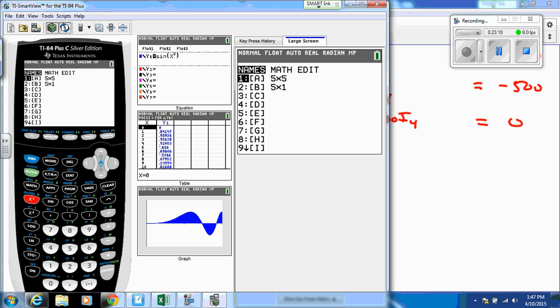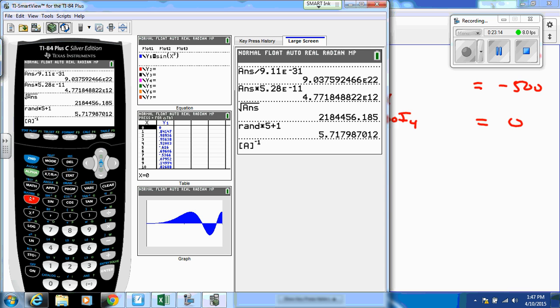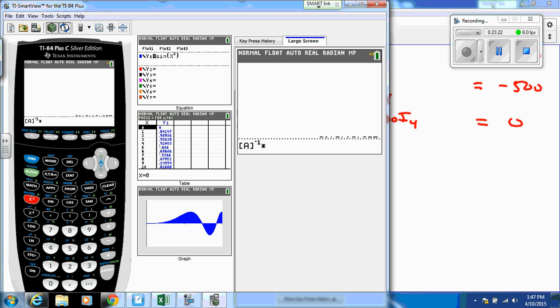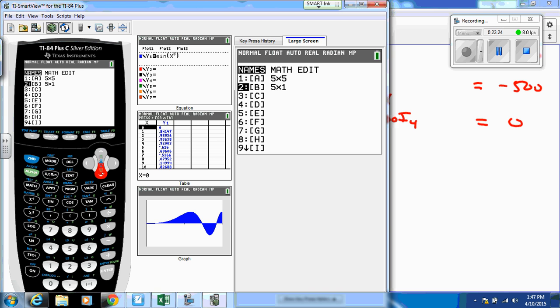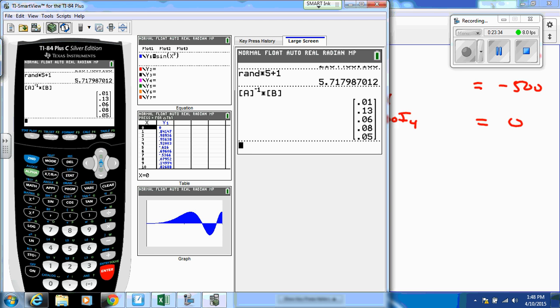I'm going to go back to matrix and do the name A. And then I'm going to use the x to the minus 1 button to denote inverse. And I'm going to multiply that times the second matrix named B, just like that. And when we do, boom, it gives us an output vector that gives us the entire solution to the whole equation.